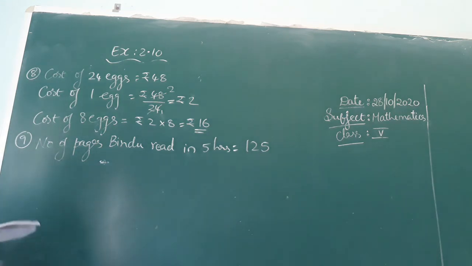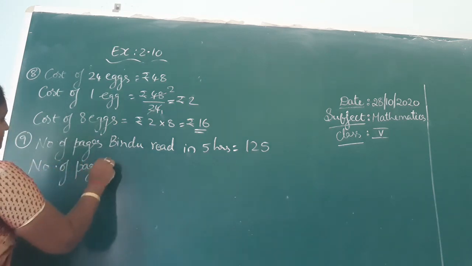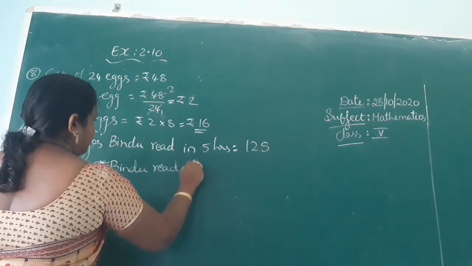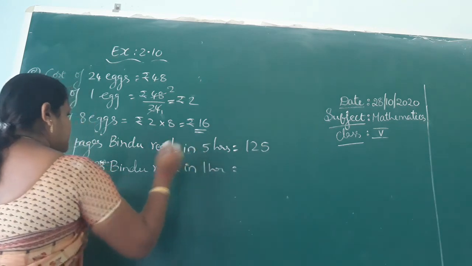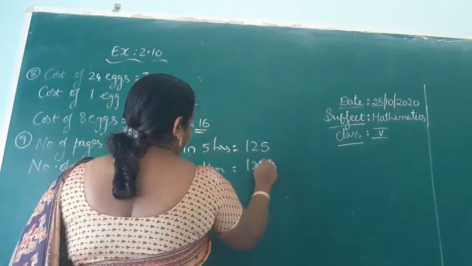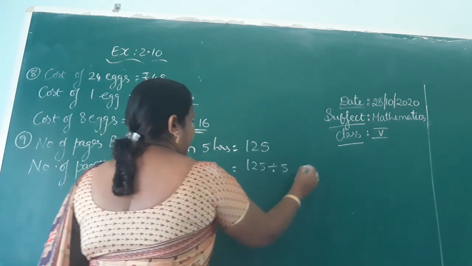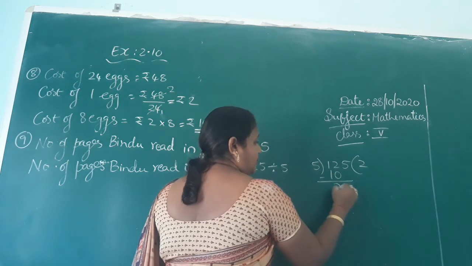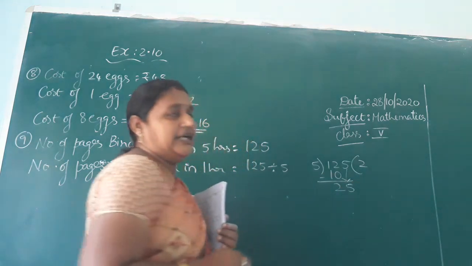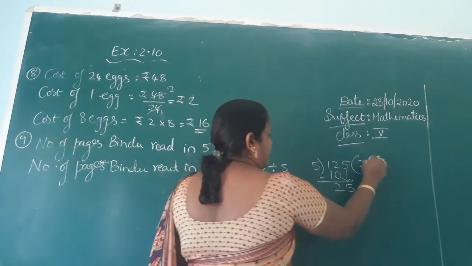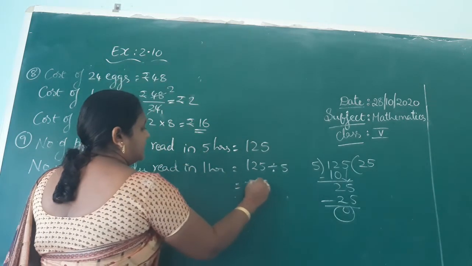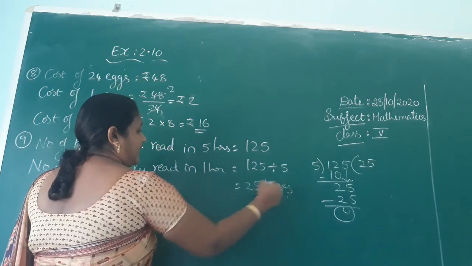So, how many pages does Bindu read in 1 hour? 125 divided by 5. Divide 125 by 5. 5 2s are 10, remainder 2. Now drop down 5, 25. In the 5 table, 5 5s are 25. So she will read 25 pages in 1 hour.